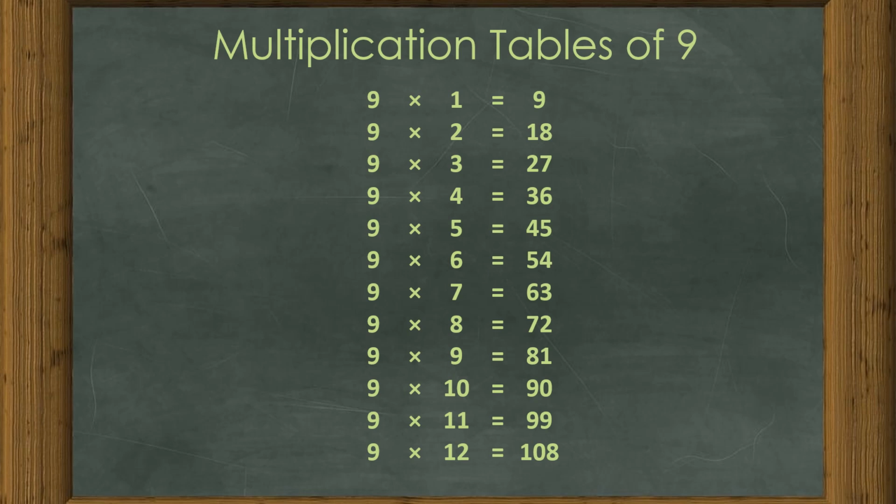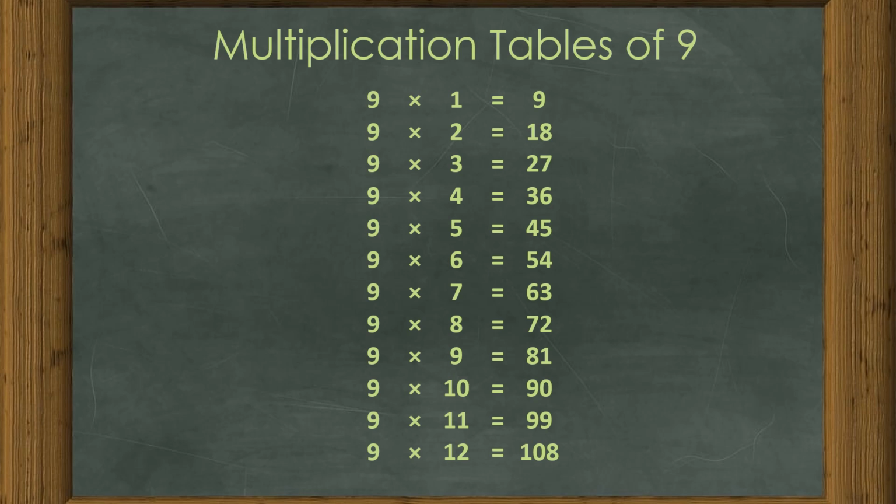Multiplication tables of 9. 9 1s are 9. 9 2s are 18. 9 3s are 27. 9 4s are 36. 9 5s are 45. 9 6s are 54. 9 7s are 63.